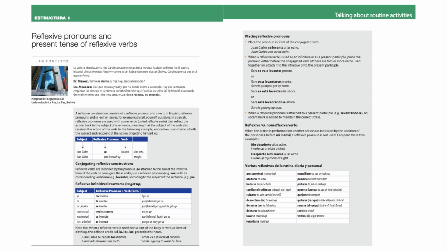Now, let's talk about reflexive versus non-reflexive verbs. When the action is performed on another person, as indicated by the addition of the personal a before mi mamá, a reflexive pronoun is not used. Let's compare these two examples right here. Me despierto a las 8. I wake up at 8 o'clock. Now I need a reflexive there because I'm performing an action upon myself. I am the one waking myself up. So me despierto a las 8.